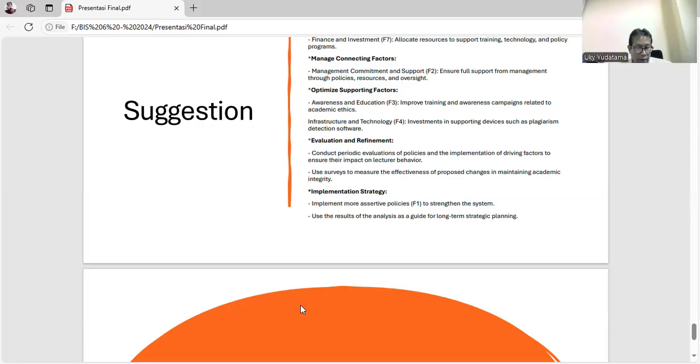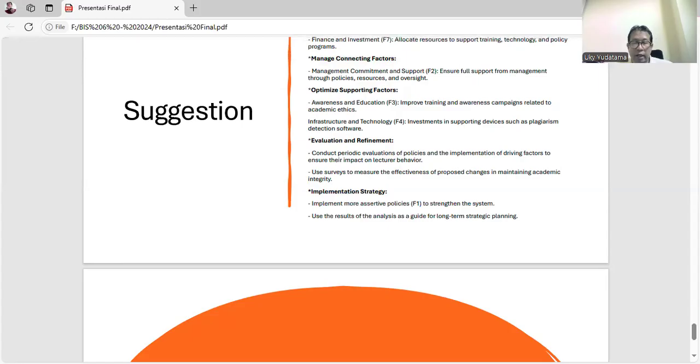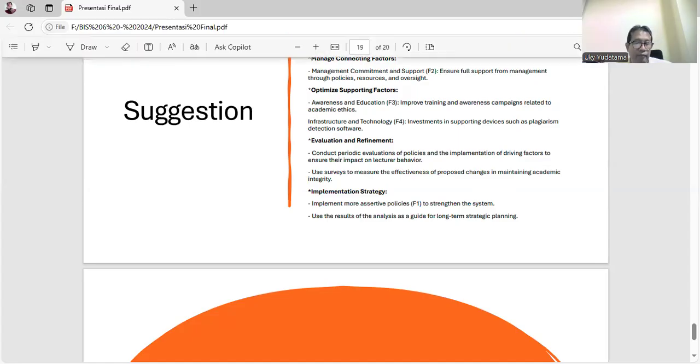To manage connecting factors: management commitment and support, F2. It is essential to secure full commitment and support from institutional management. This can be achieved by ensuring adequate policies, providing necessary resources, and maintaining continuous oversight to support academic integrity initiatives.